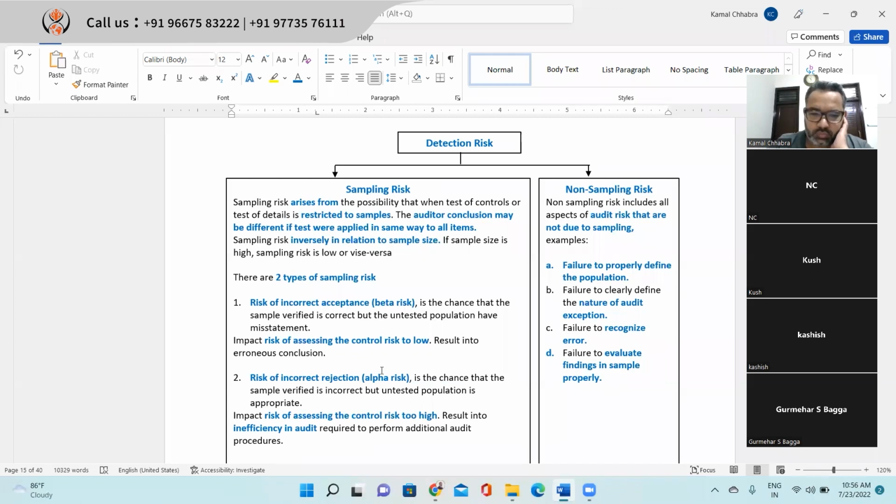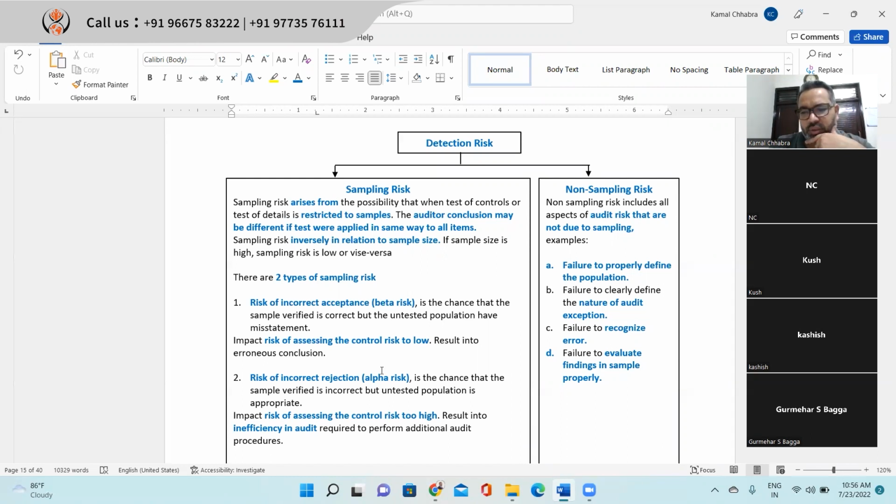It is just that the sample we selected, we did not test it accurately, and that's why the sample we tested properly, unfortunately we got more mistakes in the sample, and on the basis of those mistakes we are rejecting to rely on the control of the entire population, and then we end up doing more test of details. However, the remaining populations were appropriate. Sample testing for test of details. Yes. Okay. Makes sense.